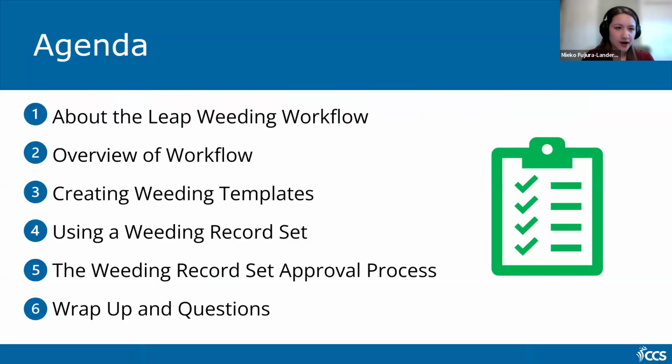Here's what the webinar is going to cover. We are going to start with reviewing some characteristics of the weeding workflow. We'll give a high-level overview of the workflow, review permissions, and give a couple workflow examples. Then we're going to look at each tool or component of the workflow. Rachel will start by giving an overview of what the weeding template is capable of and show you how to create one. I'll demo how to create and add records to a weeding record set and then submit the record set for approval. And then Rachel's going to round it out by demoing the actual approval process.